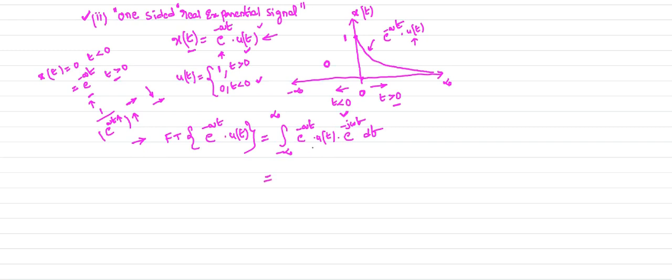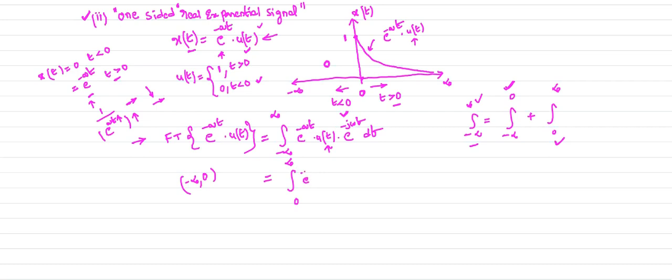Now I reduce my limits from minus infinity to plus infinity. If you consider minus infinity to 0, your u of t is 0, so no need to consider the minus infinity to 0 limits. I can split this integration as minus infinity to 0 plus 0 to infinity. From minus infinity to 0, u of t is 0, so no need to consider this limit. Only consider the limit 0 to infinity.